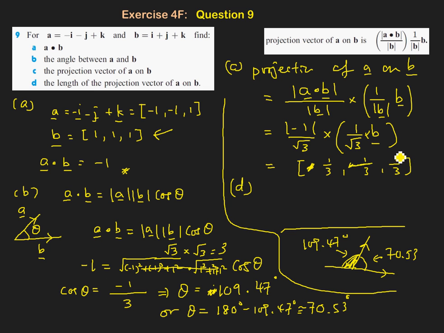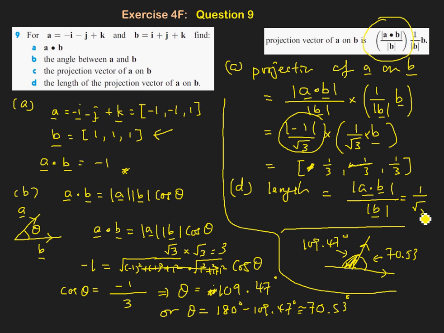And finally, the length of projection of A on B is actually this part of the formula. You see, this part of the formula. So by looking at this, the length is therefore this part of the formula, the modulus of A dot B over the modulus of B. And we actually have calculated this right here. Look at this. And the outcome is actually 1 over square root of 3. And that is the length of the projection of A on B.